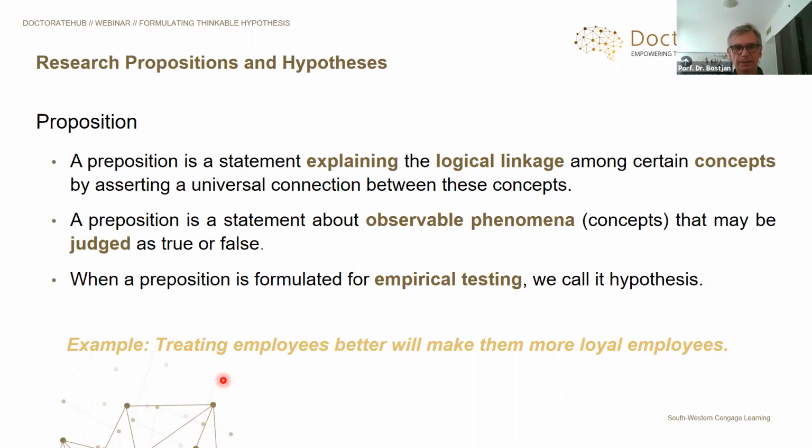Okay, so for example, treating employees better will make them more loyal employees. I mean, that's kind of a clear, let's say, proposition. We kind of understand those two concepts. Treating employees better will make them more loyal. But that is kind of just a proposition. So you will probably not be able to measure it in a way to test it. If you want to go actually towards the hypothesis, you will have to talk about, for example, how to treat them and how you measure the treatment. And what do you mean under loyal? So you have to measure the loyalty as well.